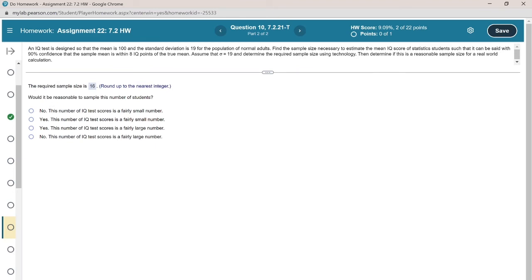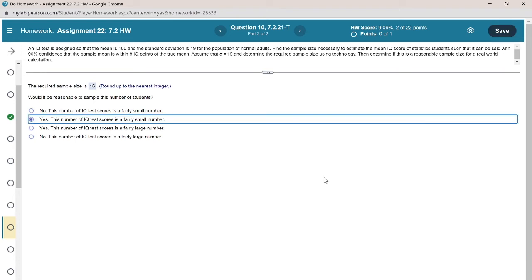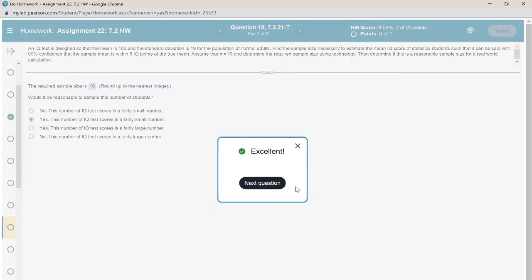Okay, would it be reasonable to sample this number of students? A sample size of 16? Yes, it's reasonable. Yes, this number of IQ test scores is a fairly small number. Yeah, 16 is fairly small, so that's reasonable.